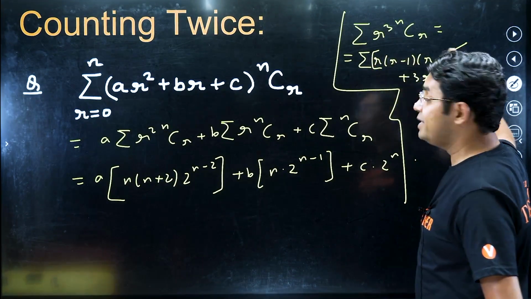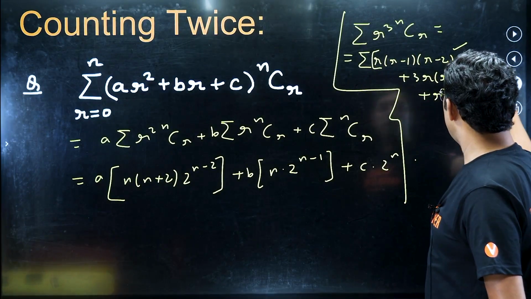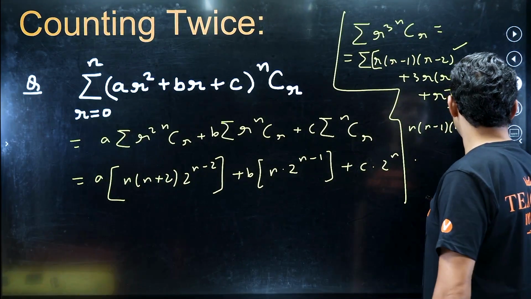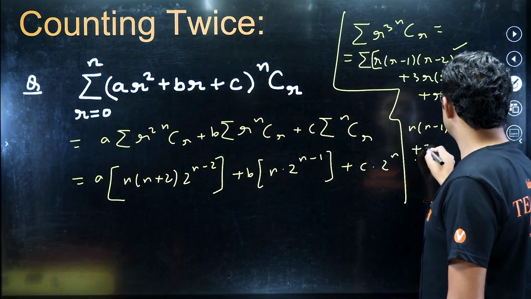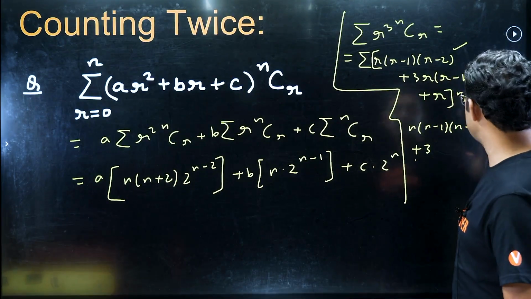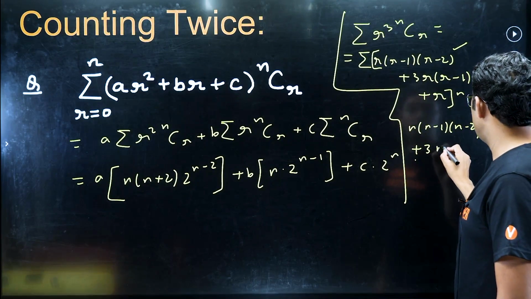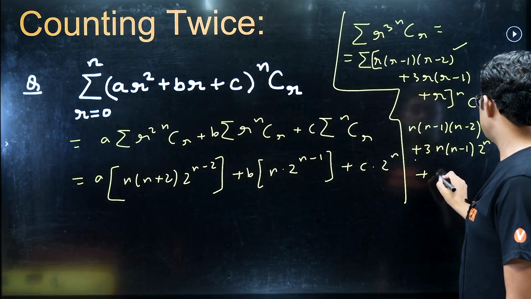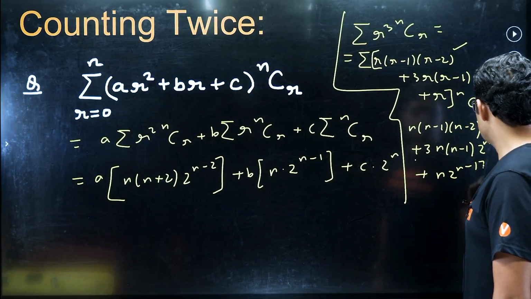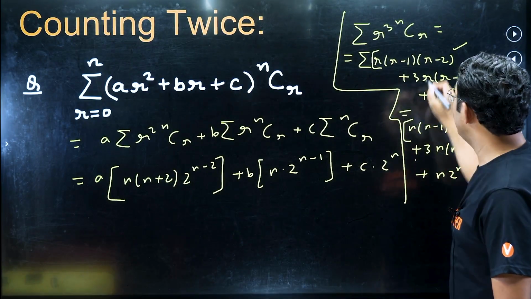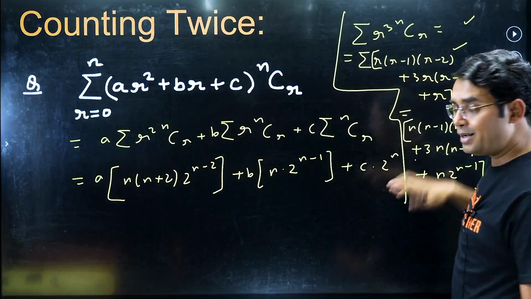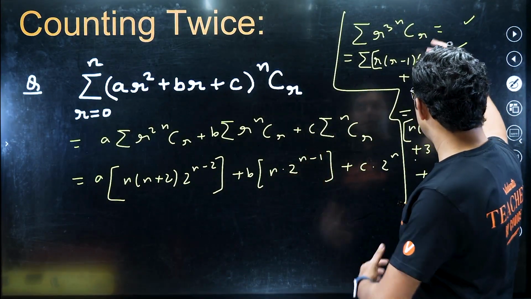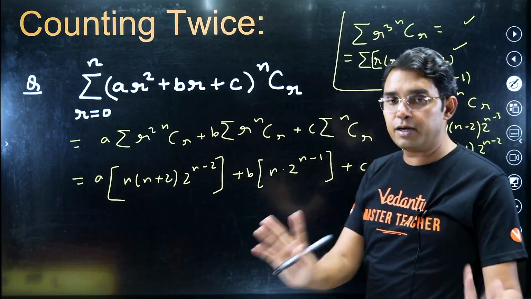Now we know how to write the answer for r into r minus 1 into r minus 2 multiplied with nCr. That will be n into n minus 1 into n minus 2 into 2 power n minus 3, plus the next term, 3 times r into r minus 1 multiplied with this. It would be 3 into n into n minus 1 into 2 power n minus 2. And the last one would be just n into 2 power n minus 1. So just simplify these things. I think you will get the result for this also. It is not that common to remember, but if you know how this can be clubbed with these three things, I think it is not very difficult to figure out.